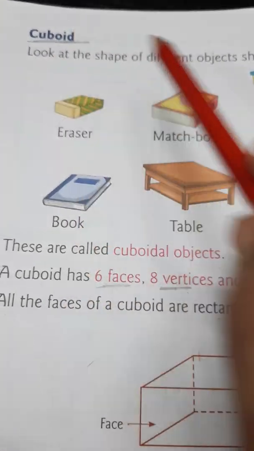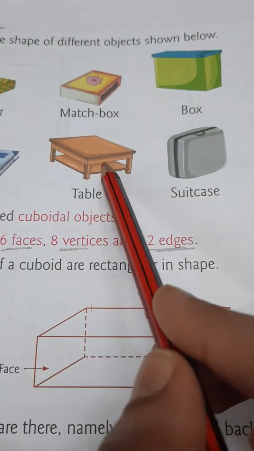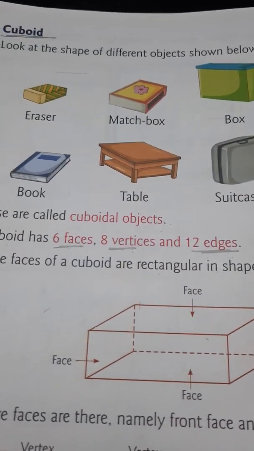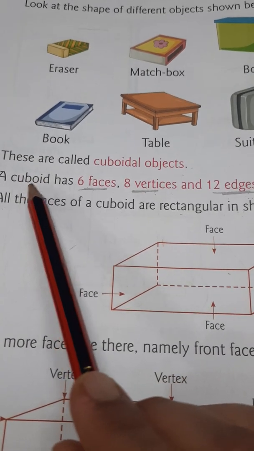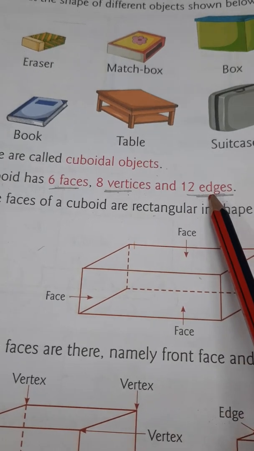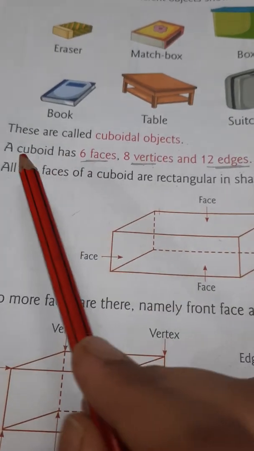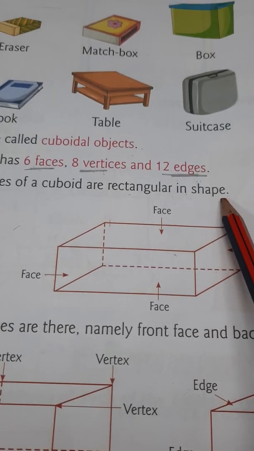Now, the first solid shape is cuboid. See, over here, different examples of a cuboid are shown. And let us read the properties of it. A cuboid has 6 faces, 8 vertices, 12 edges. And all the faces of a cuboid are rectangular in shape.